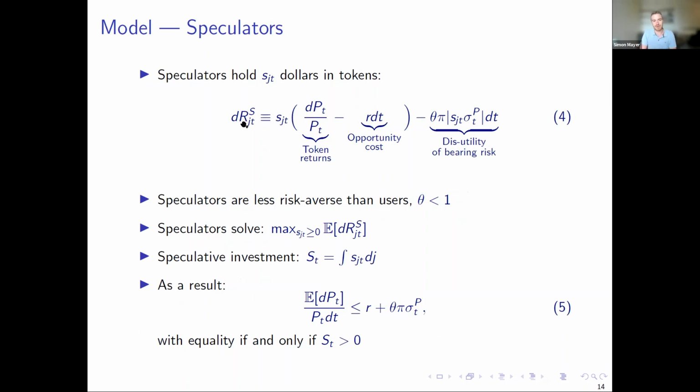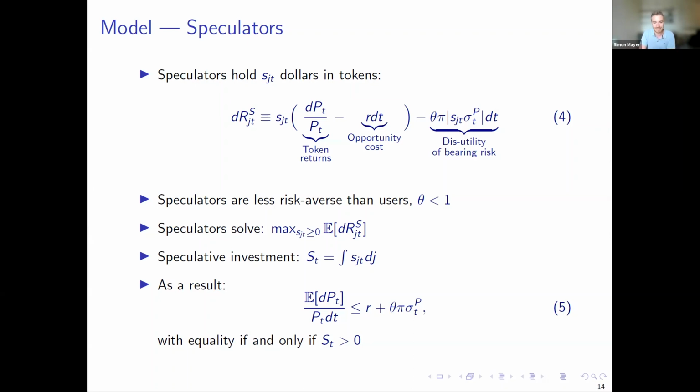That is, speculators' instantaneous utility or payoff from holding tokens consists of token returns, net the opportunity cost of holding tokens, and net some disutility of bearing risk, because speculators might also be risk averse. But the key assumption is that speculators are less risk averse, which reflects that speculators don't use tokens, so they don't have a transaction-based motive or preference for price stability. Speculators also face a short selling constraint, which I shall relax later in the analysis, but not today.